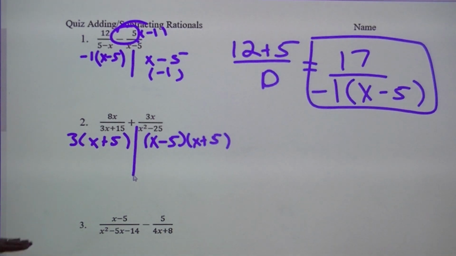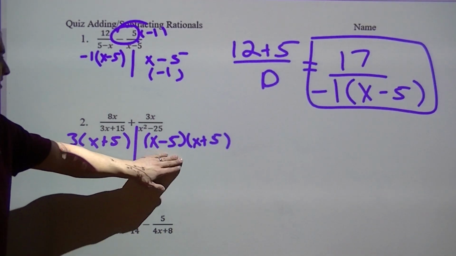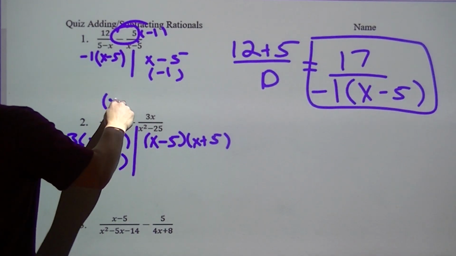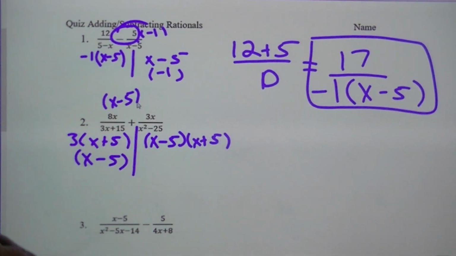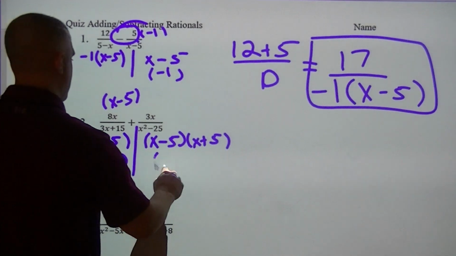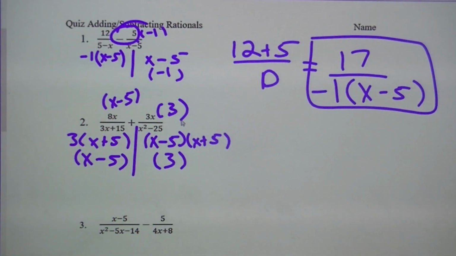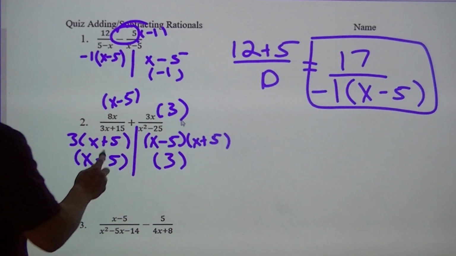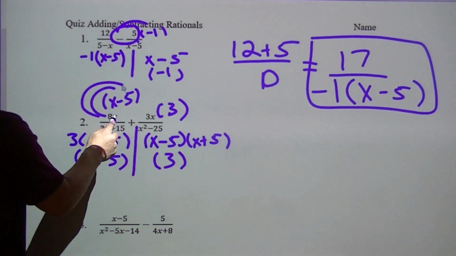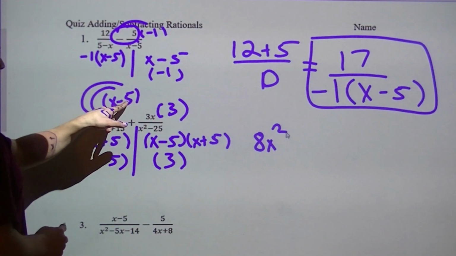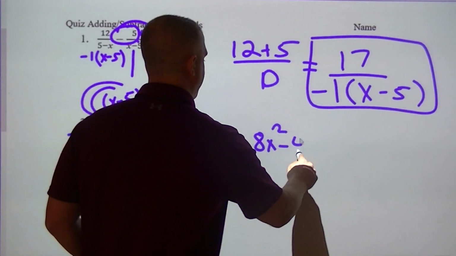Okay, so what's this side missing that this side has? Missing an x minus 5. What's this side missing? Missing a 3. Now, when I graded your quizzes, the biggest thing, most people did that, but you didn't FOIL it right. 8x times x will be 8x squared. 8x times negative 5 will be negative 40x.